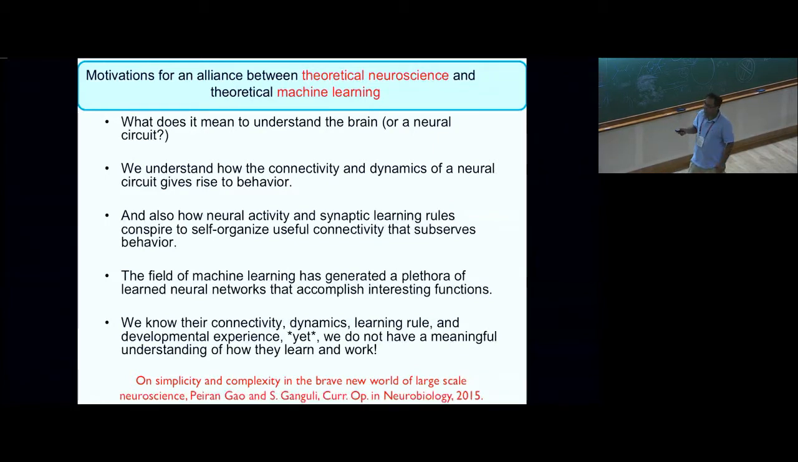Okay, so we don't have all of the data to answer these questions in neuroscience yet, but we actually already have all of this data in machine learning. So the field of machine learning has generated many different types of learned neural networks that accomplish interesting functions that we know of no other way of doing in any other artificial system. The scary thing is we know everything about them. We know their connectivity, we know their dynamics, we know their learning rule, we know their entire developmental experience through their exposure to training stimuli, yet we don't have a meaningful understanding of how they learn and work. Nor do we even have a benchmark for what such understanding would even look like. That's quite scary, actually.